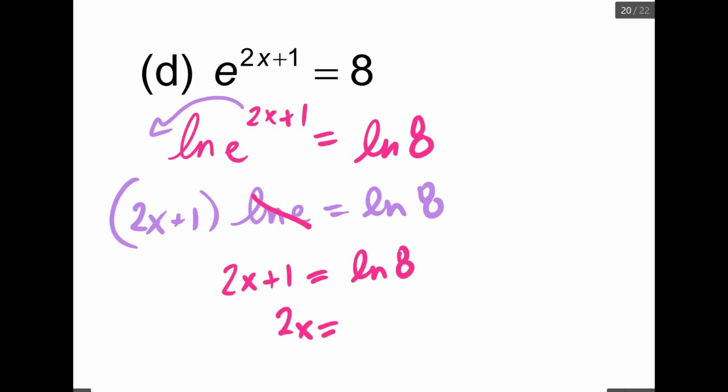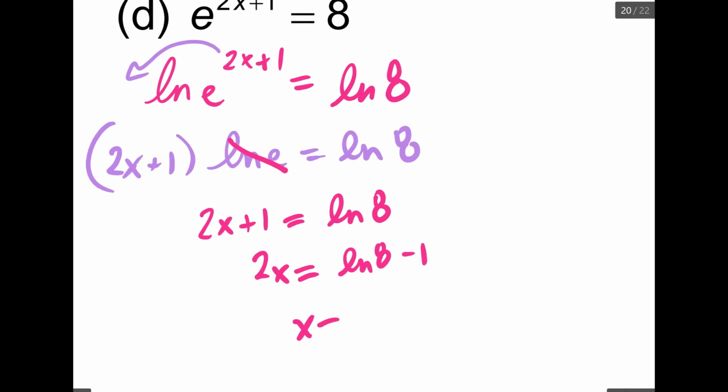Subtract 1 on both sides: ln of 8 minus 1. And then divide by 2. So x is going to just be ln of 8 minus 1, all over 2. Okay, and then if I plug that in, that's roughly going to be about 0.54.